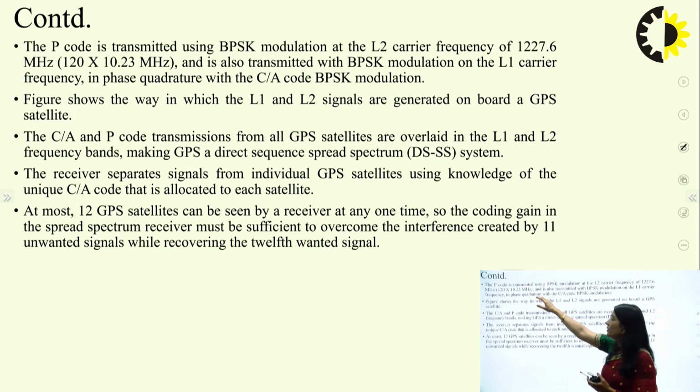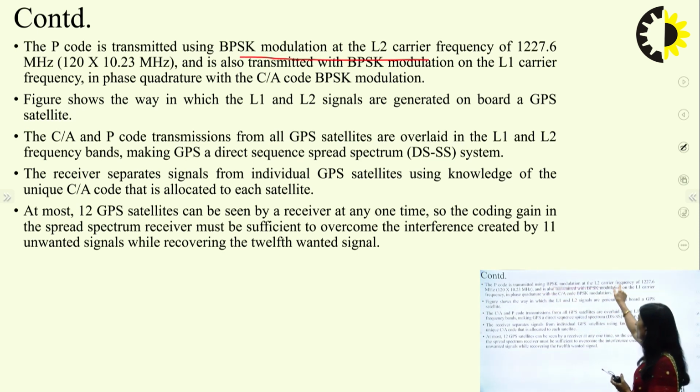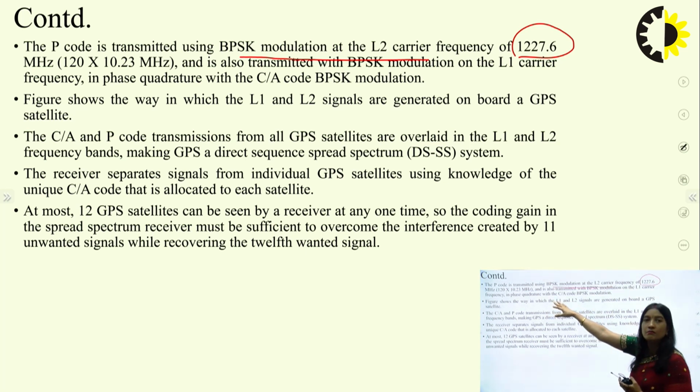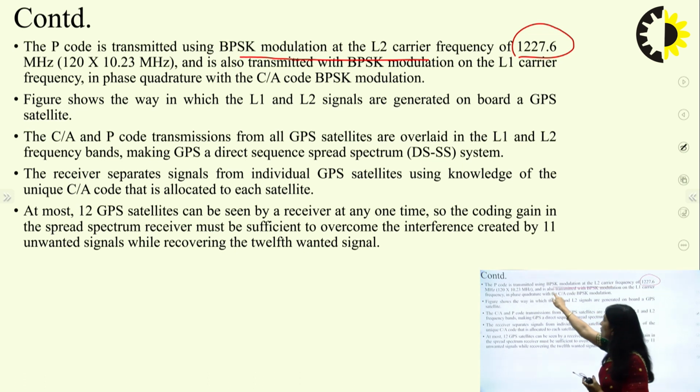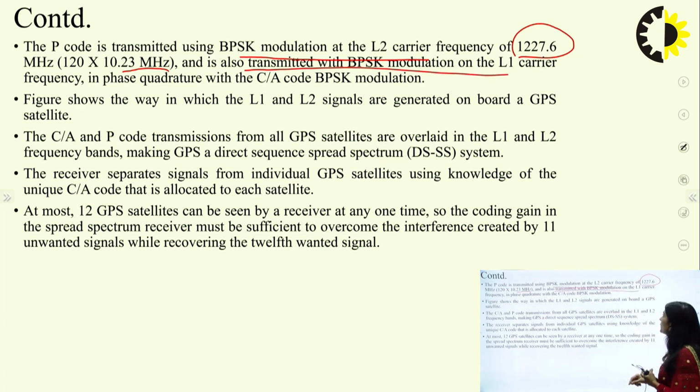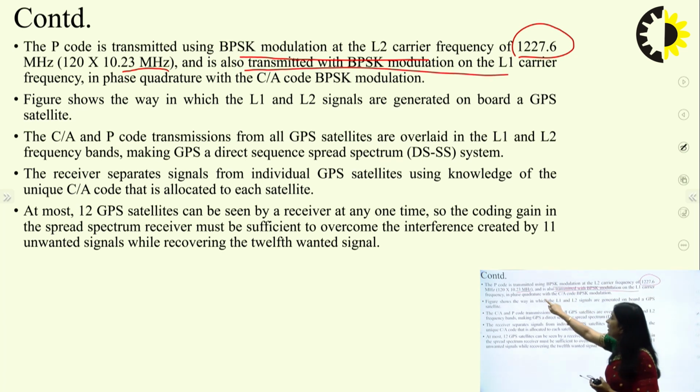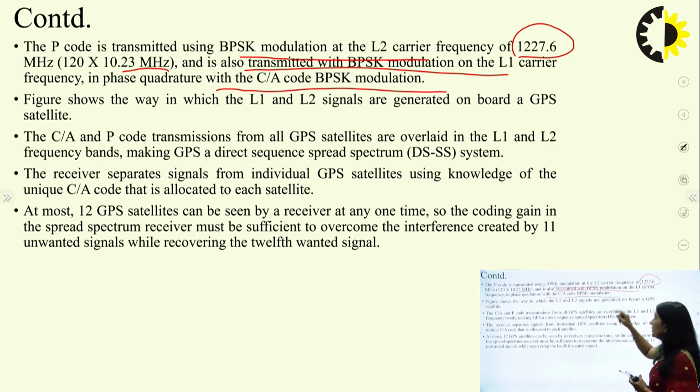Next is the P code. The P code is transmitted using BPSK modulation at the L2 carrier frequency of 1227.6 megahertz, which is 120 times the master clock frequency. The master clock frequency is 10.23 megahertz. It is also transmitted with BPSK modulation on the L1 carrier frequency in phase quadrature with the C/A code BPSK modulation.